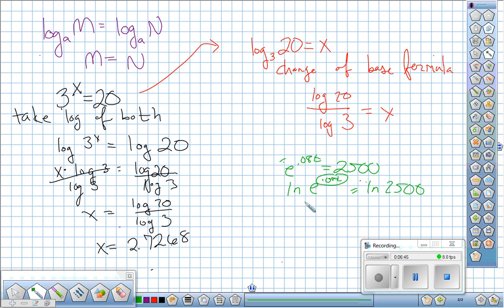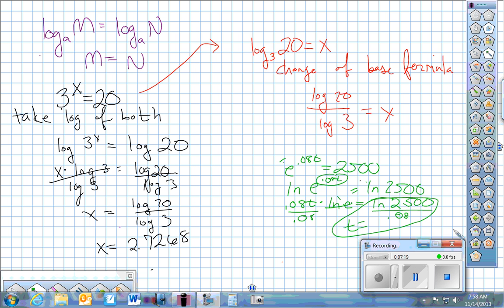Then I would bring this out front, and I'd have 0.08t times the natural log of e, which simplifies down very nicely just to 1. So that is no longer there. It's just a 1 now. And then I will have 0.08t equals the natural log of 2500. And then I will just divide by 0.08. So then I will have t equals this thing, whatever that will give you in the calculator. And that will be your answer.